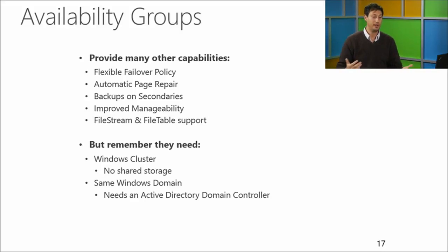I wanted to mention availability groups have many advantages. So besides the capabilities that we described before, like readable secondaries, you can have flexible failover policies, where you can specify different conditions that will cause SQL Server to fail over. You have automatic page repair, where we detect that a page is unhealthy, is corrupted, then automatically we request that page from other secondaries, and then we'll replace that page.